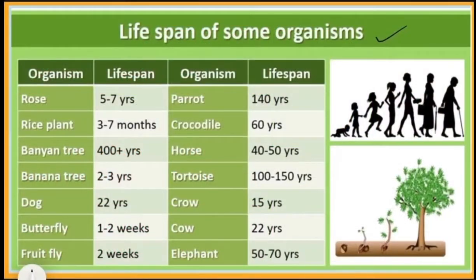In this table, you can find the lifespan of some organisms. For example, rose, lifespan is 5 to 7 years. Butterfly, lifespan is 1 to 2 weeks. Fruit fly, lifespan is 2 weeks. Parrot, it is 140 years. Tortoise, it is 100 to 150 years. Elephant, it is from 50 to 70 years. So, you can write down the lifespan of these organisms in your notebook.